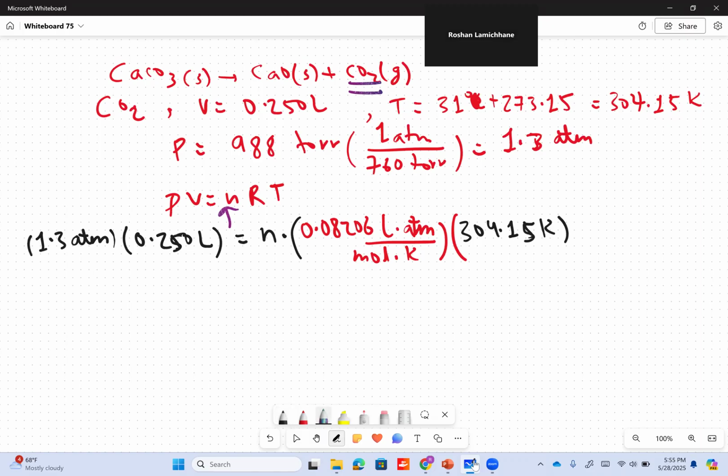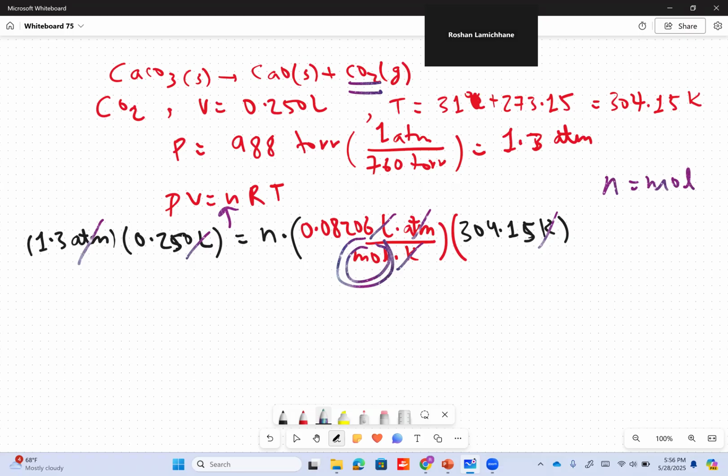So if you look at this, unit wise, my atm is going to cancel out with my atm. My liter will cancel out with my liter. My Kelvin will cancel out with this Kelvin. And the only unit that's left is mole, right? Which is going to go to the other side of the equation. And look at that. n has a unit of mole. And that makes sense. And that is why we use this constant.